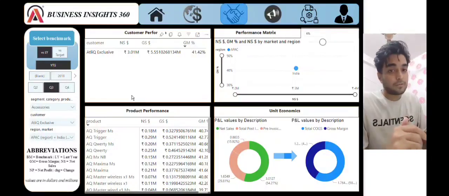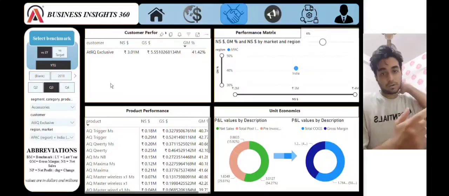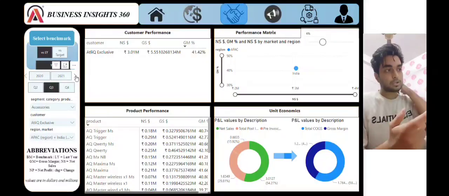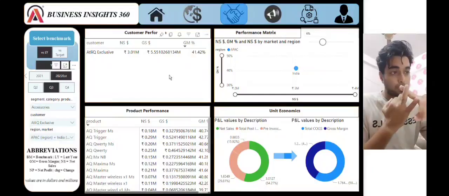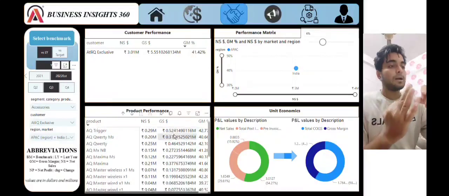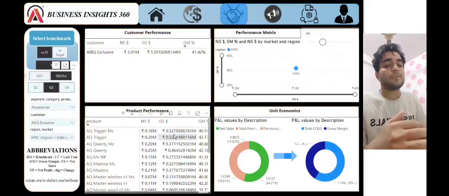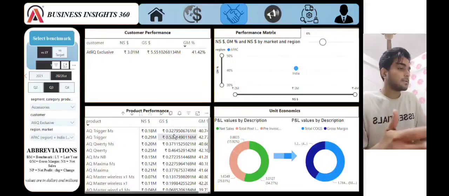Below it is the product performance. Atleek Exclusive is a store which sells hardware components. So in its sales view, it shows, in the year 2022 for the third quarter, which accessory product has performed the very best. So this is all the required thing.